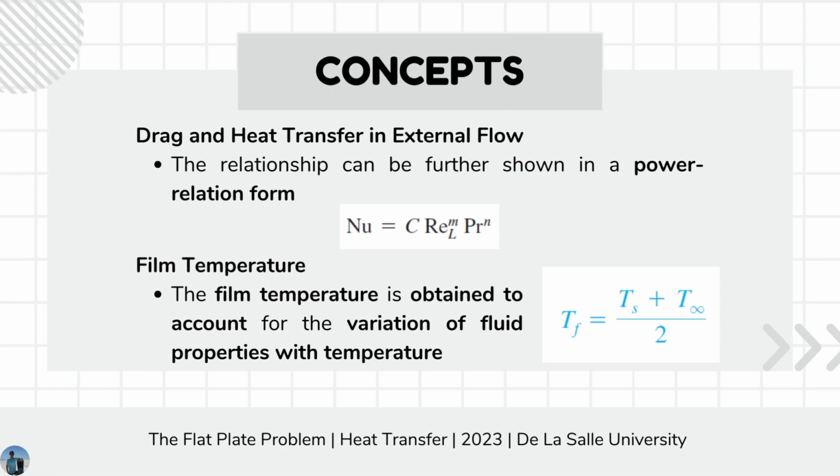The fluid properties also vary with the temperature. The equation below is called the film temperature, which is obtained to account for the variation of fluid properties with temperature. It is the arithmetic average of the surface and free stream temperatures, and these fluid properties are then assumed to remain constant at those values during the entire flow.